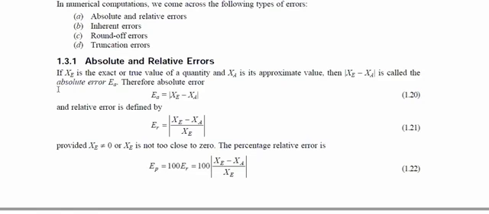If xe is the exact or true value of the quantity, and xa is its approximate value, then we take the absolute difference of xe and xa. E refers to exact, A refers to approximate. So xe is the exact value and xa is the approximate value. This absolute difference is called the absolute error.